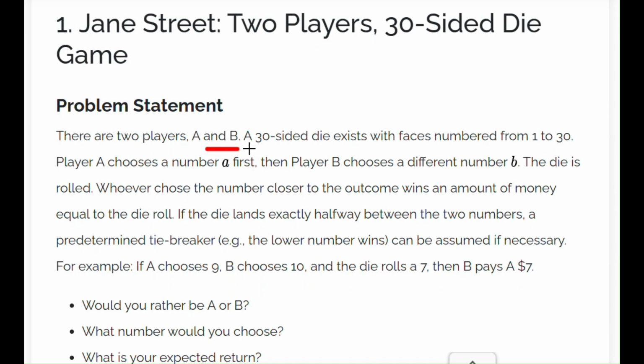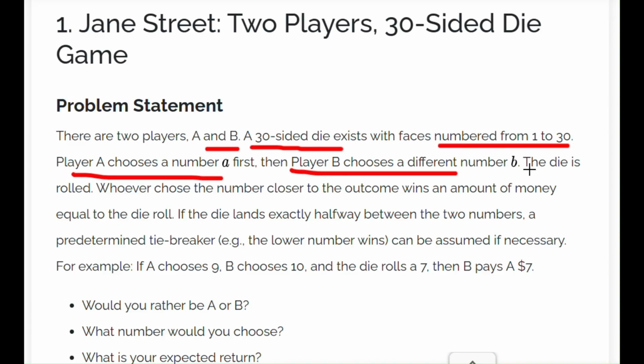There are two players, A and B. A 30-sided die exists with faces numbered from 1 to 30. Player A chooses a number A first, then player B chooses a different number B. The die is rolled. Whoever chose the number closer to the outcome of the die wins an amount of money equal to the die roll.